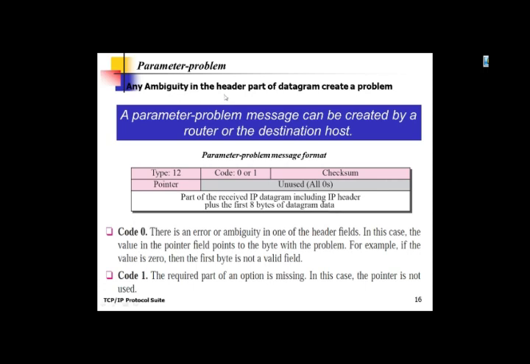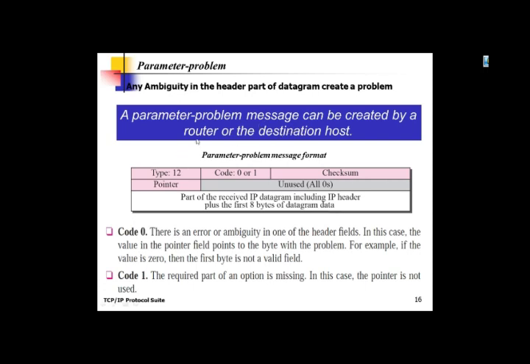This is arising when there is an ambiguity or mistake in the header part of the datagram. Now what does it mean? It means when a datagram is created, I'm talking about the IP datagram. So a datagram consists of a header and then the data. Now the header has certain fields. These fields have a defined size and defined meaning. If any of the fields is not properly defined, then this is a case of parameter problem.